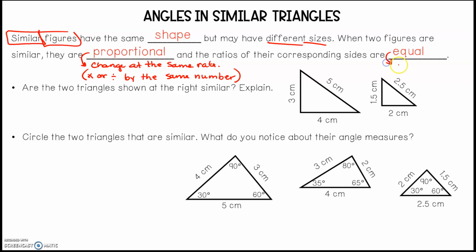Remember, equal also means congruent, which is the same size and same shape.